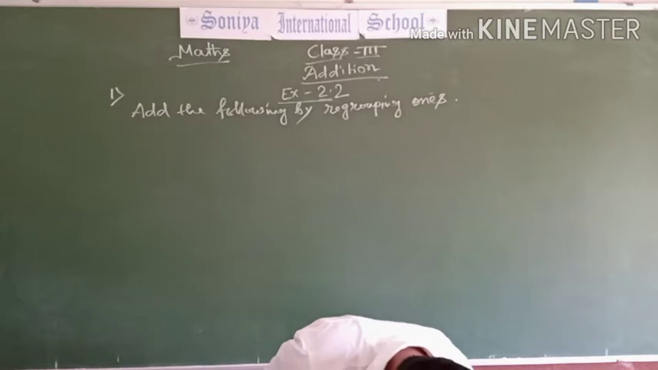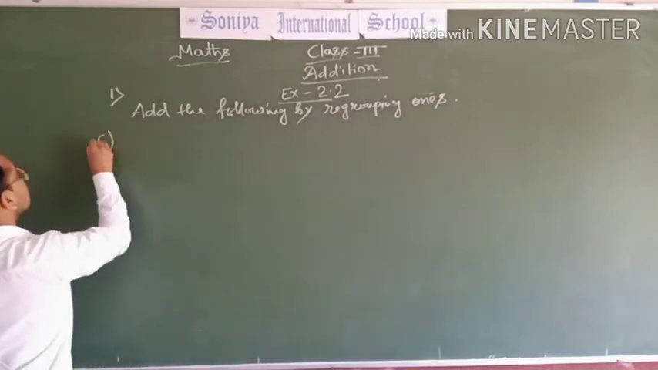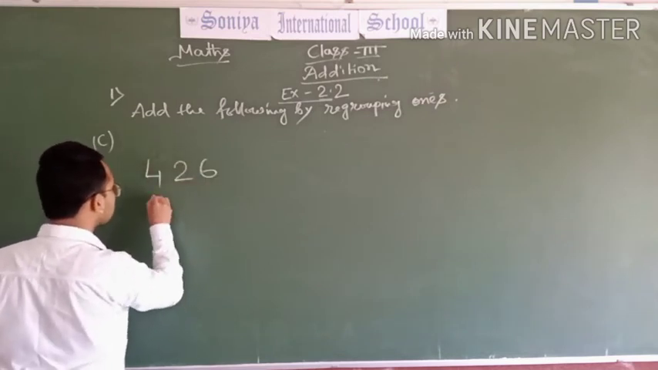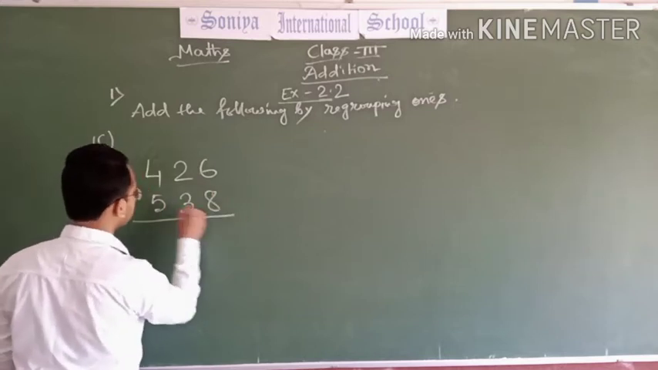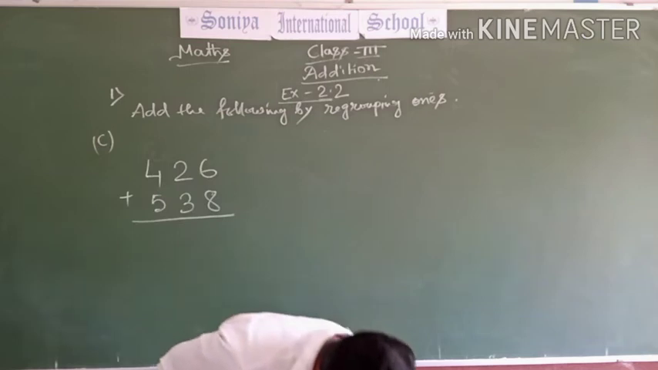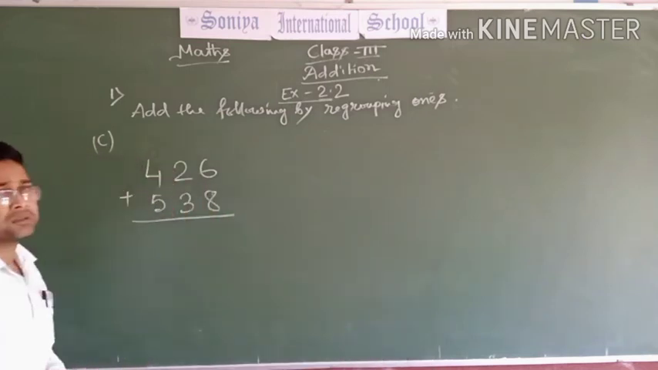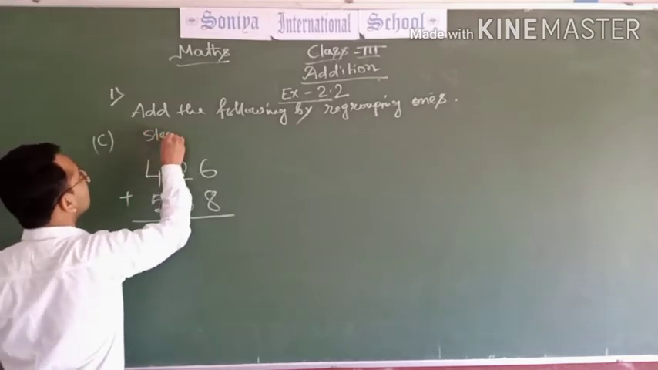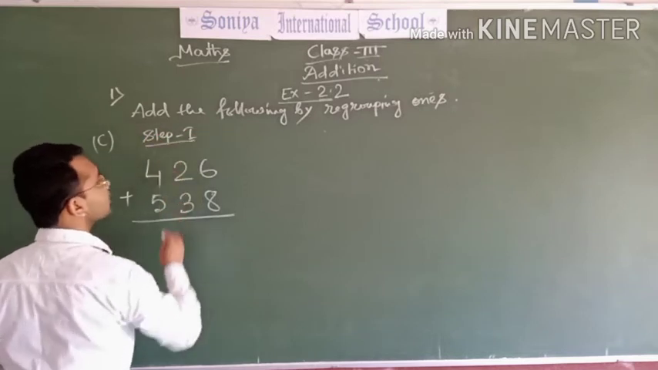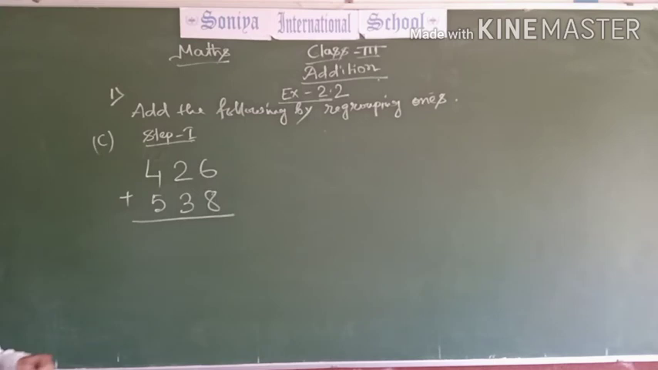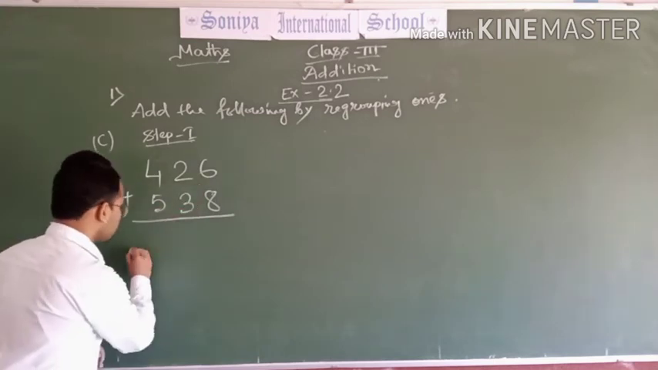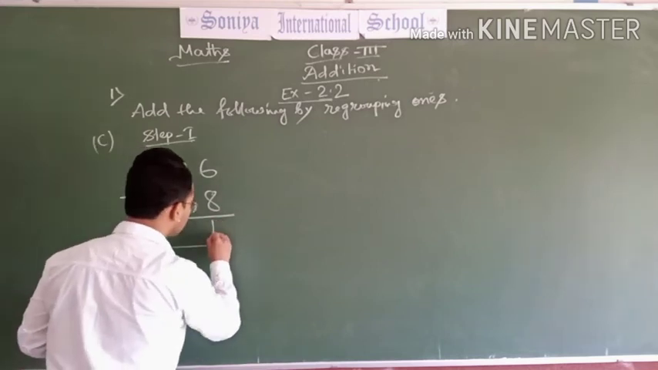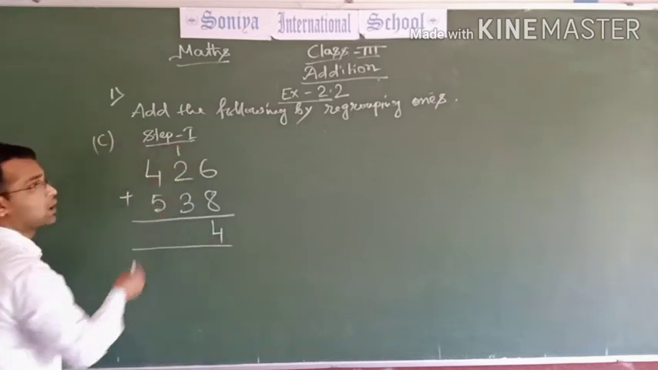1C: 426 plus 538. Now stepwise. Write step 1 here on top. Step 1: add the ones places. 8 and 6 is equal to 14. Write 4 and carry forward this 1.